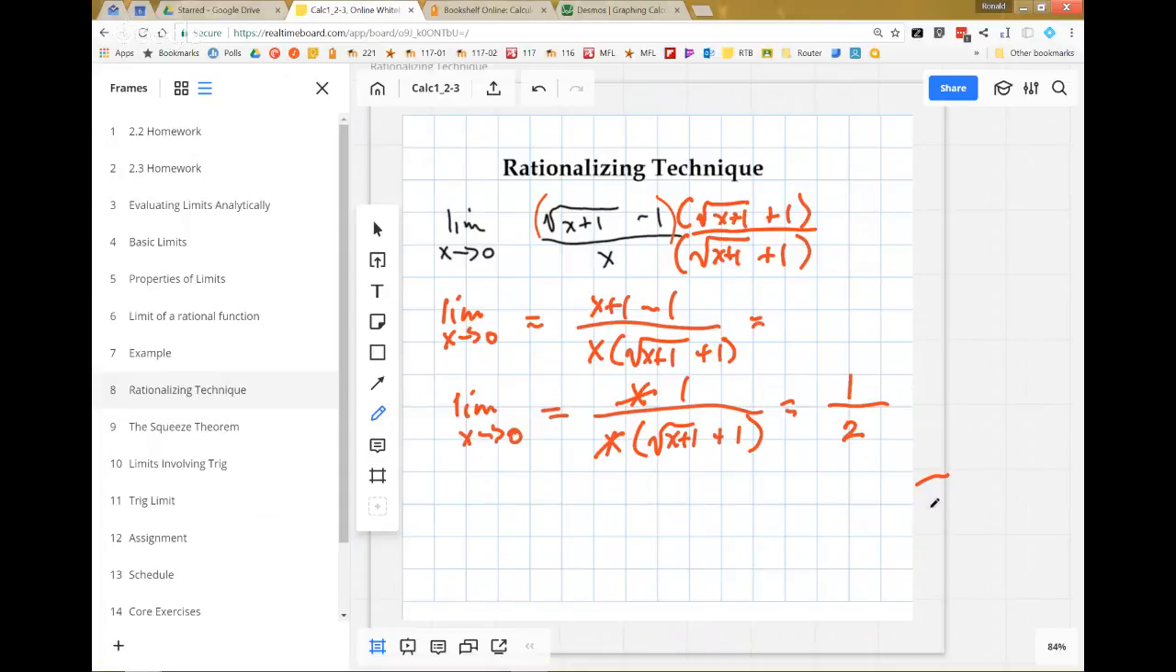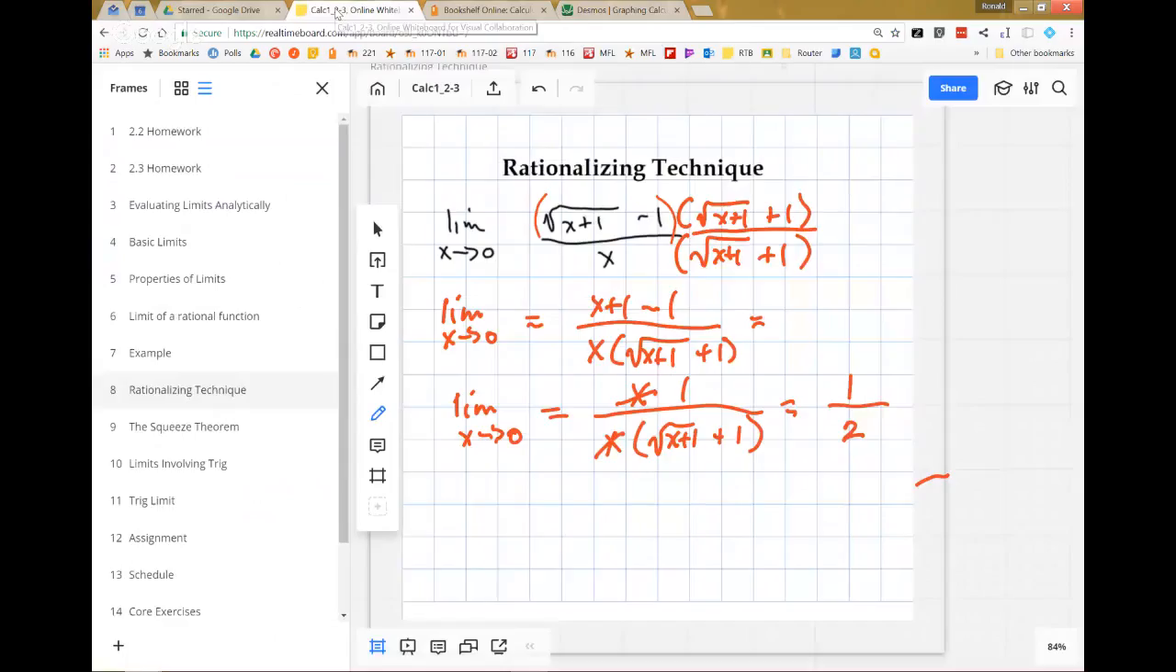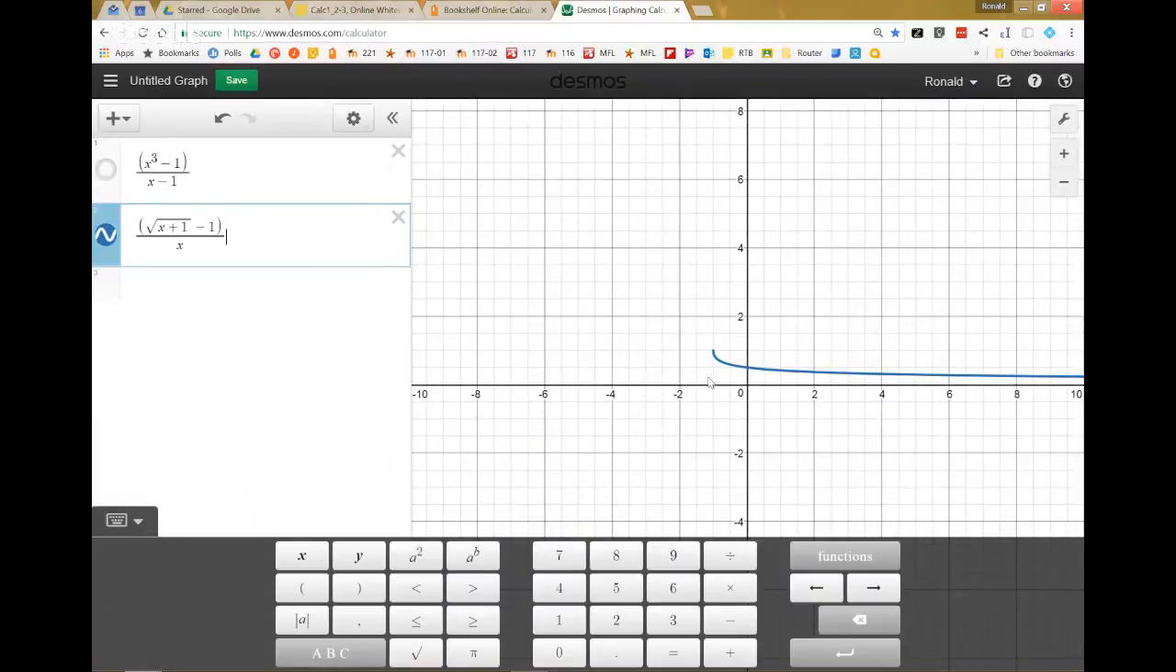Let's just take a look at this in Desmos just to double check. So we've got the square root of x plus 1 minus 1 over x. Okay, so in Desmos, we have parentheses, square root of x plus 1, and it's minus 1, and that's divided by x. Okay, so what was our limit? Our limit was as x approaches 0. So as x is approaching 0, what's going on? Well, that would be right here.